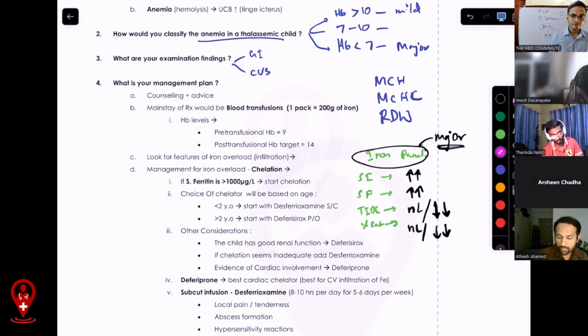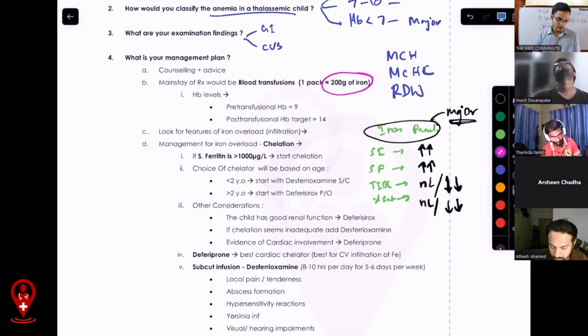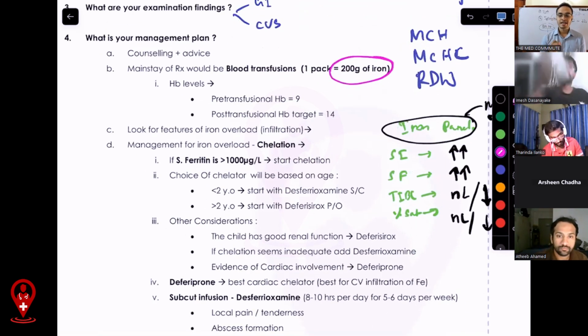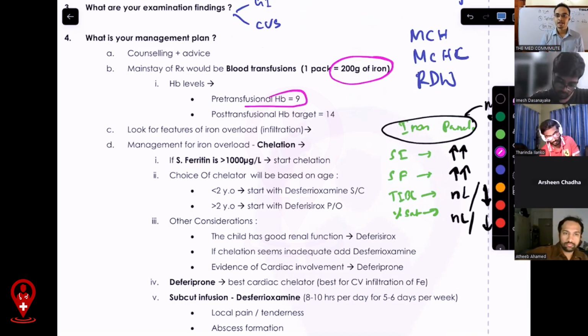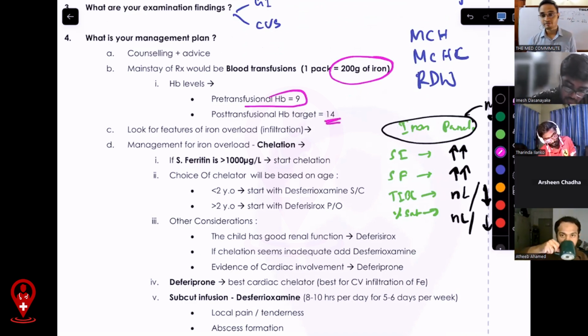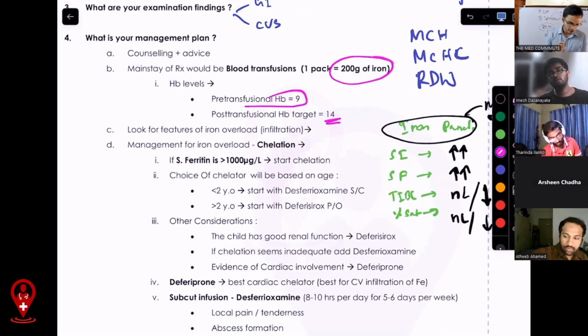Things like that. Then mainstay of management, we've already talked about, guys, all of these, 200 grams of blood. We've talked about all of this. So HB, guys, usually we said if the HB is less than 10, we usually transfuse the child, right? This is our pre-transfusional HB. That's why I put it as 9. Usually we say if it is less than 10, we need to transfuse. And the post-transfusional target nowadays, right, we are using 14. HB target.